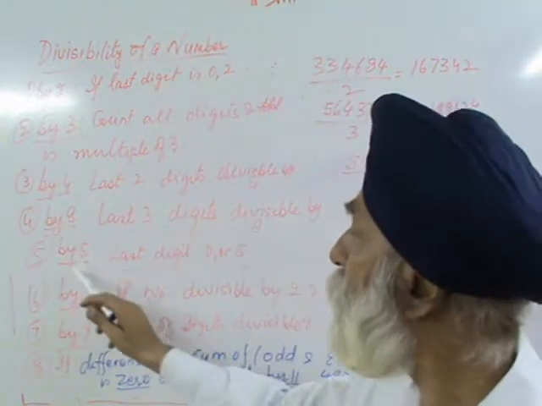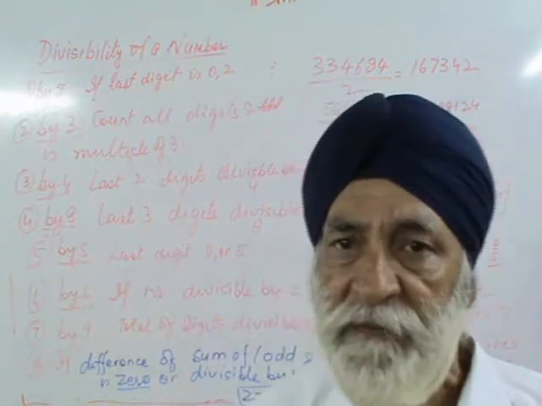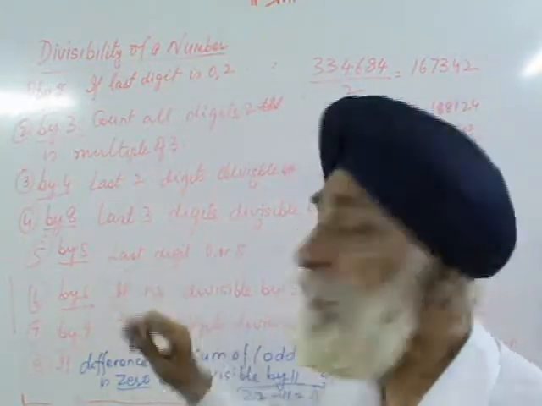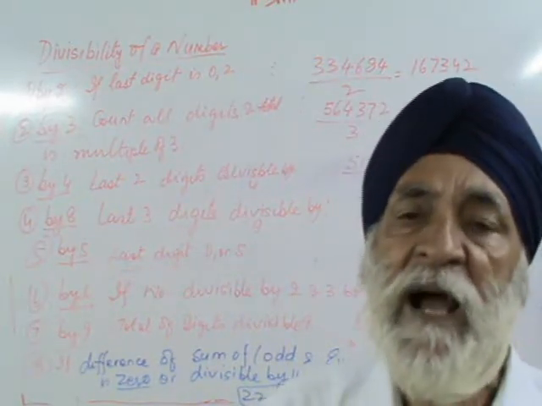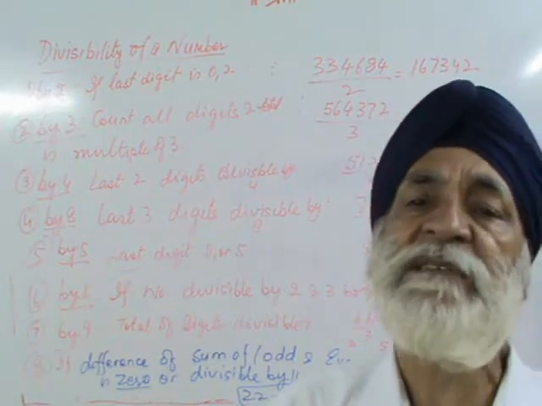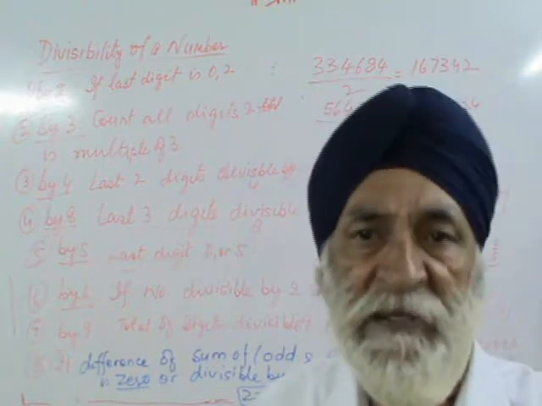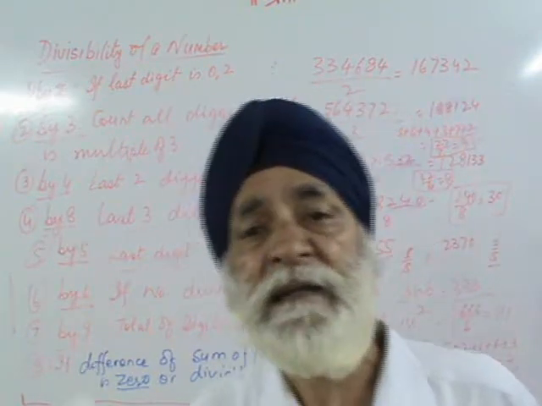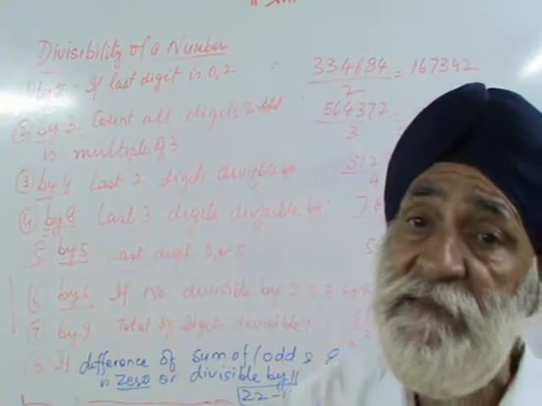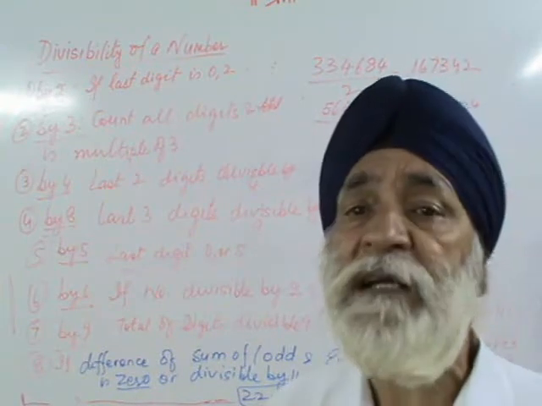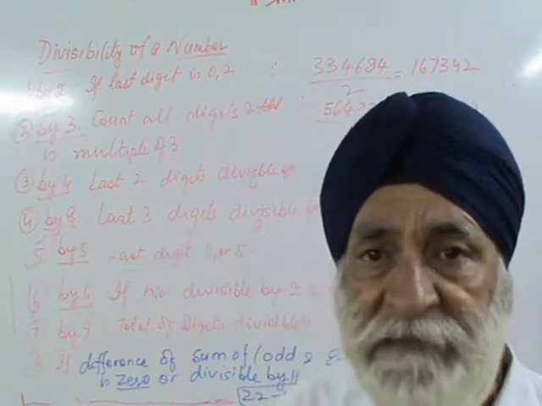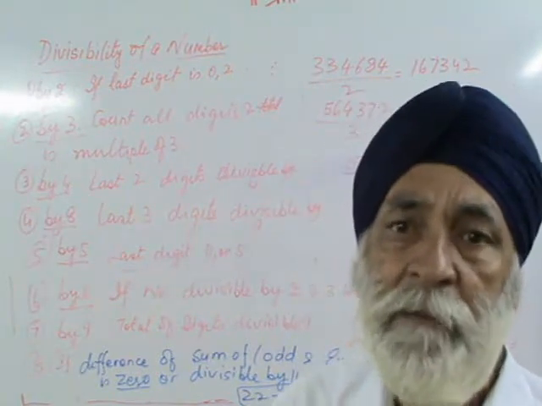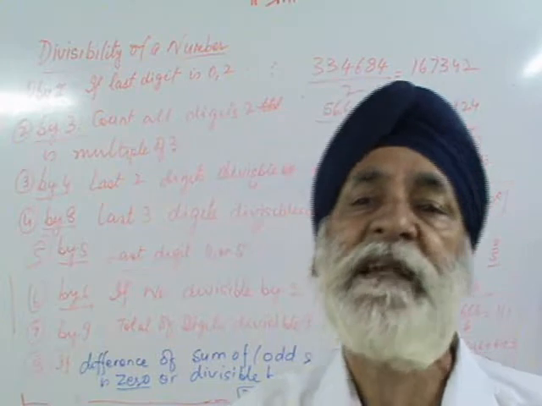Now coming back to divisibility by 5. If the last digit of a very big number is either 0 or 5, then it is divisible by 5. And if it is 0, it is divisible by 10 and 2 also, because 0 becomes an even number also.